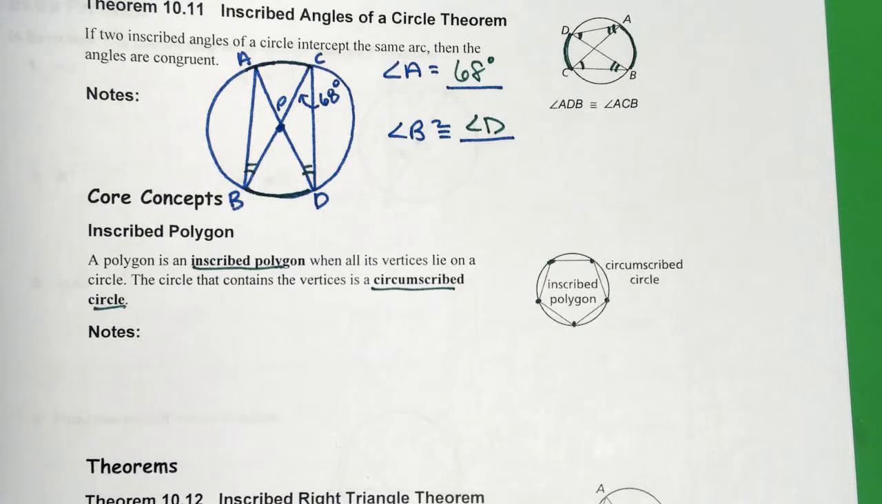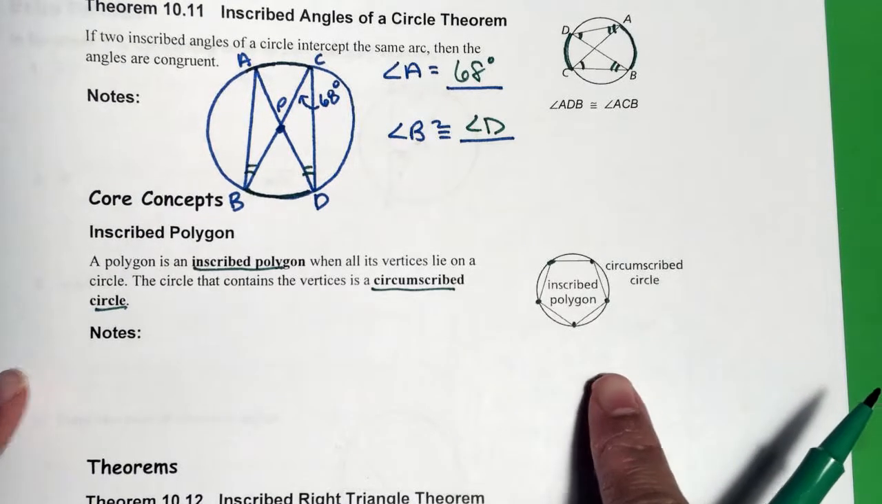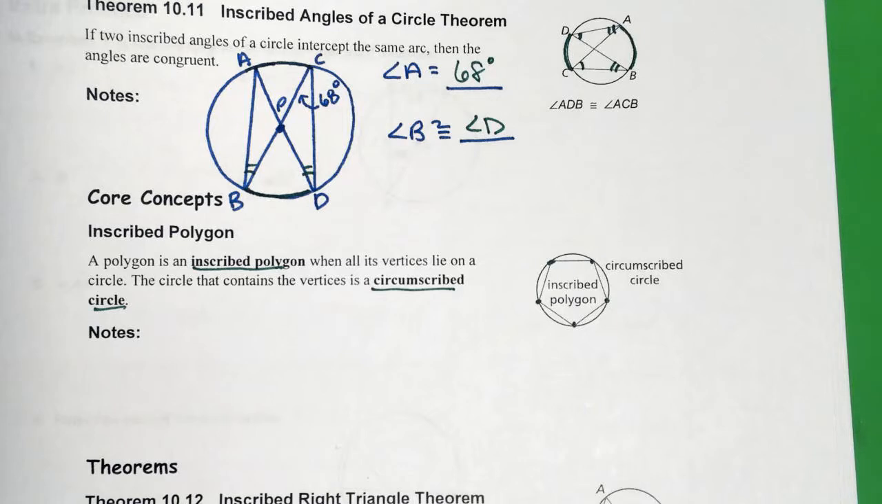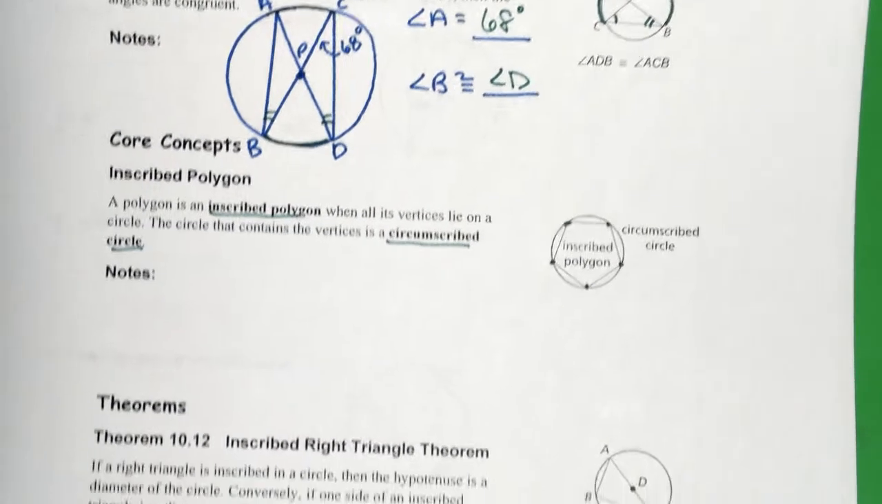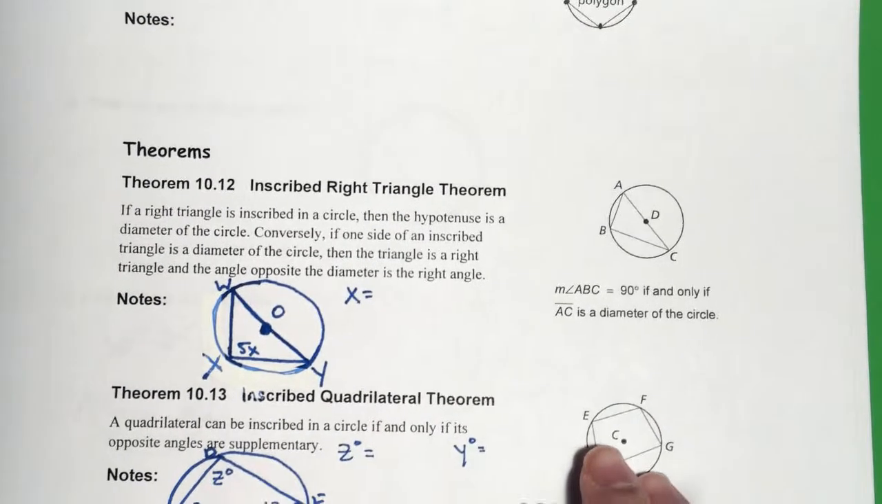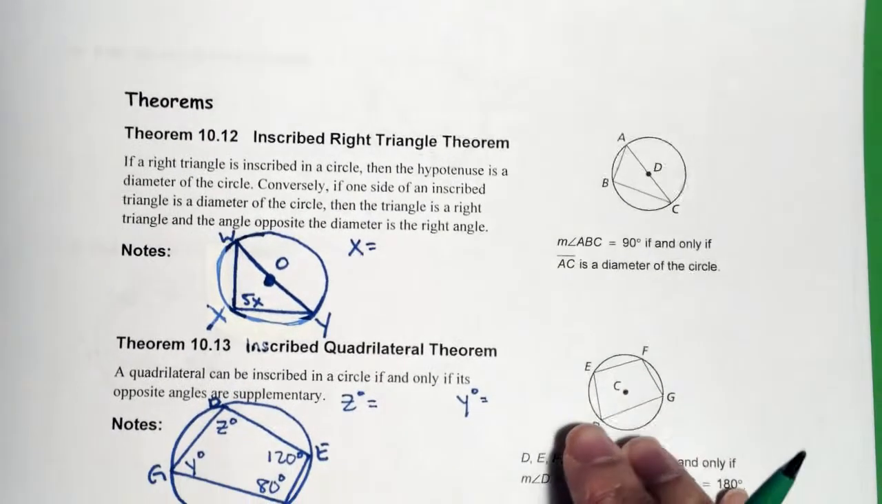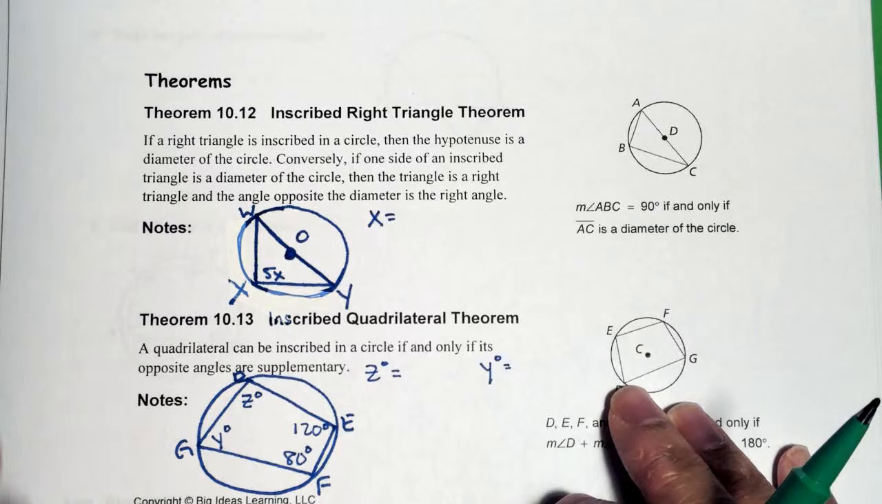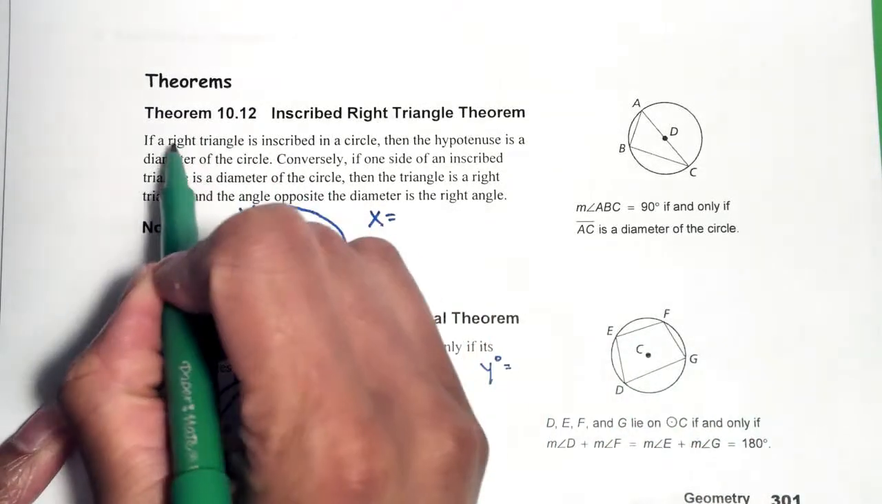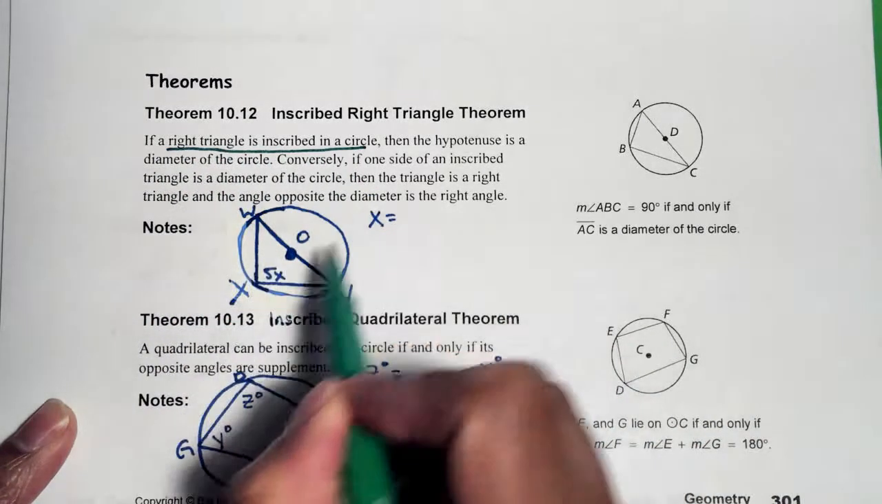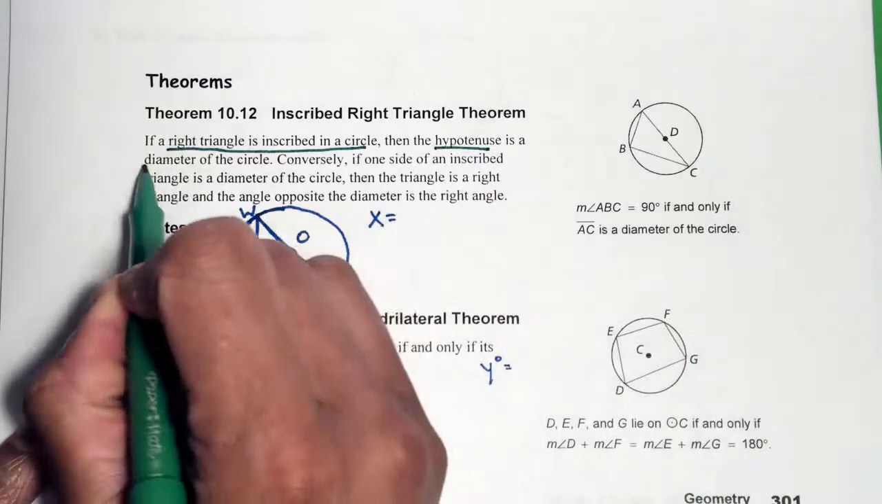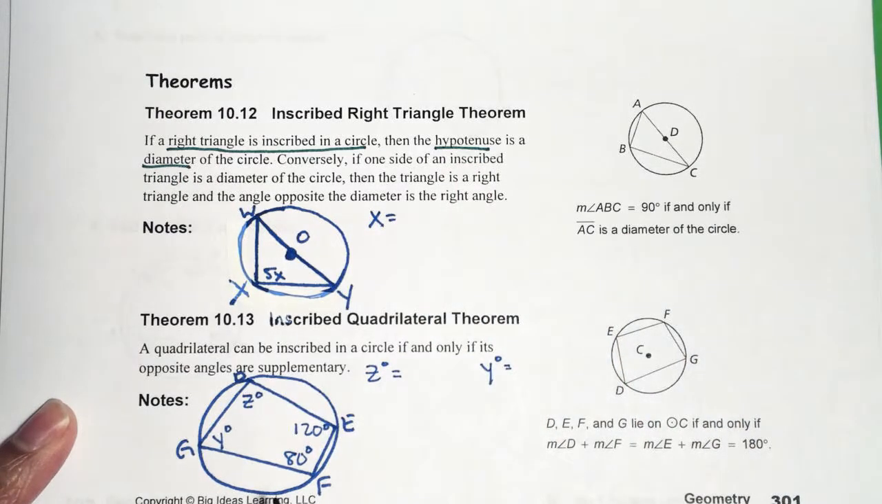So that is a core concept that we're applying, and we're going to use it in regards to right triangles and quadrilaterals. So our next two theorems deal with such. So I have the inscribed right triangle theorem. If a right triangle is inscribed in a circle, the hypotenuse is a diameter of the circle. So the hypotenuse is always going to be the diameter.